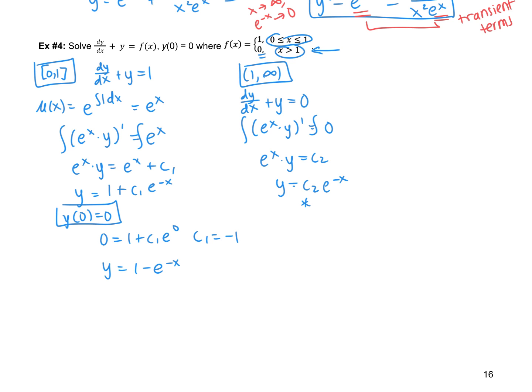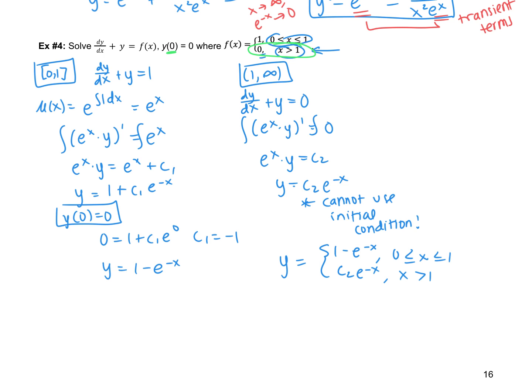Now, one thing to note here is that we cannot use the initial condition. Why not? Well, our initial condition is one where x is 0. That does not apply in this second portion of the function. So we actually can't find this c. So our solution in this case shouldn't be a shock, it's going to be a piecewise. We get 1 subtract e to the negative x when x is between 0 and 1. And then we get c2 e to the negative x when x is greater than 1.